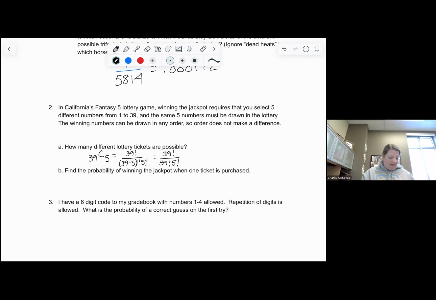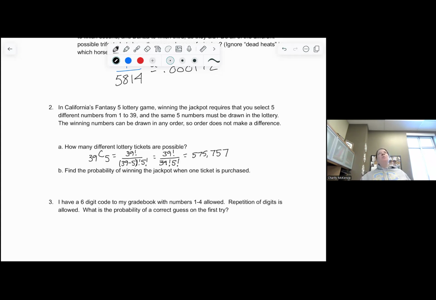So I could just put in my calculator 39, go over to the factorial button and divide that by 34 factorial times 5 factorial. It's kind of a pain to do it in factorials. And I got a big old number, 575,757. The other way is to hit 39, go into PRB, combination 5, and you should get that same number. That's how many are possible.